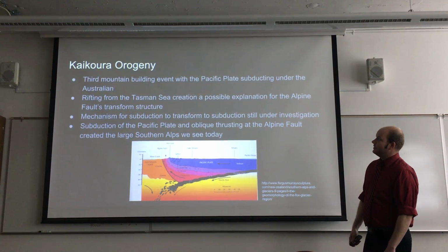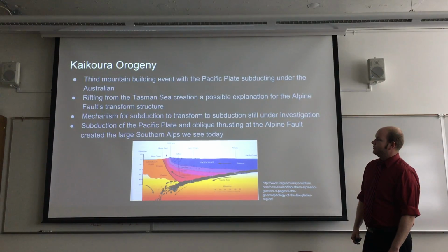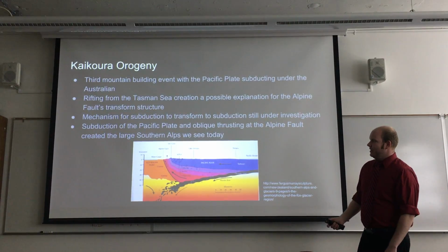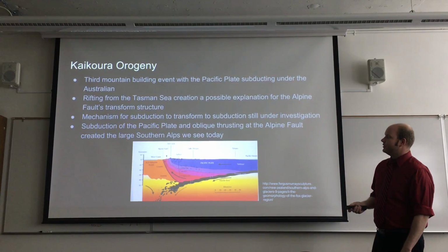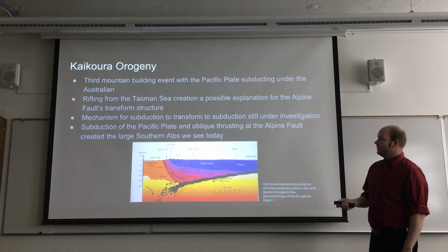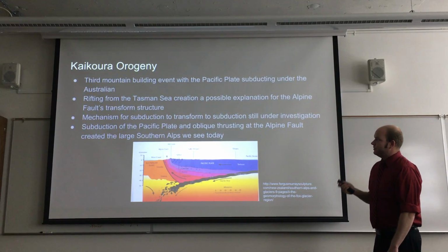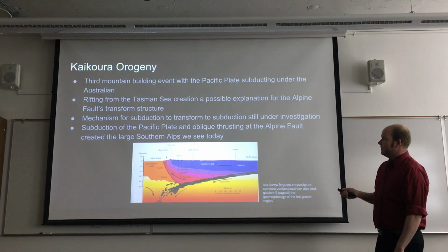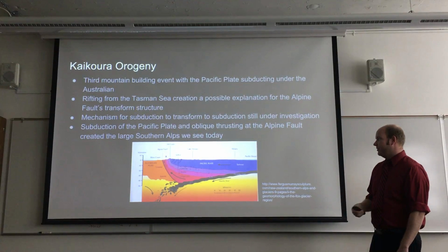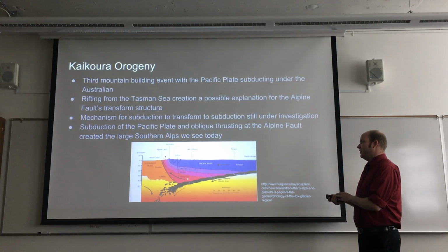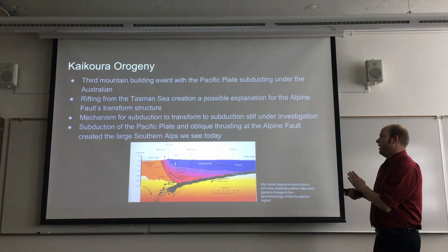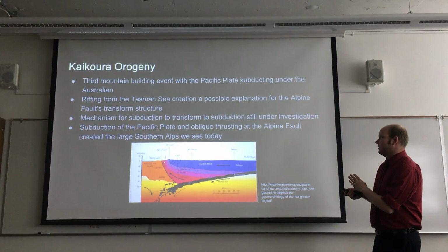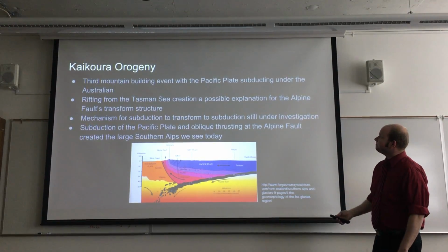We believe the rifting from the Tasman Sea created a possible explanation for the Alpine fault's transform structure. The mechanism, though, for a subduction zone to a transform fault to another subduction zone is still under investigation. But we do know that the subduction of the Pacific plate and the oblique thrusting of the Alpine fault created the Southern Alps as we see them today. You can see from here, like most subduction zones, as one plate goes down, the crust is getting squished together, and this is uplifting the Southern Alps, and then we can see here the Alpine fault.